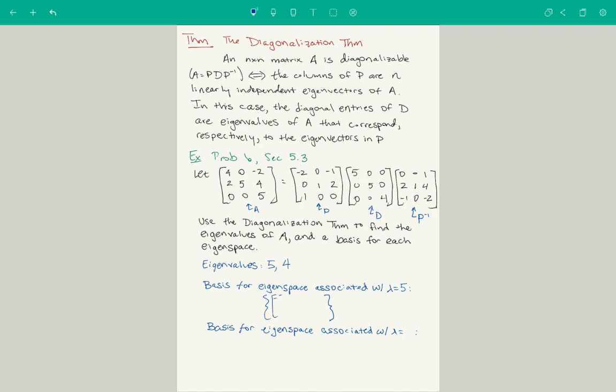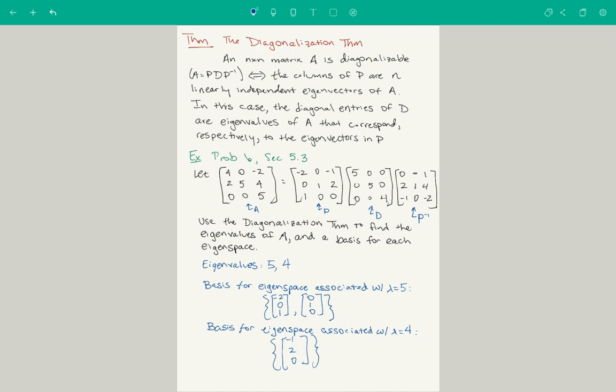So our eigenspace, here's our first column of P that is associated with 5, and here's our second column of P, which is also associated with 5. So here's our basis for our eigenspace. If we want to look at the basis for the eigenspace associated with 4, then we see that 4 is in the third column of D, so the third column of P should be our eigenvector for that. So that's -1, 2, 0.